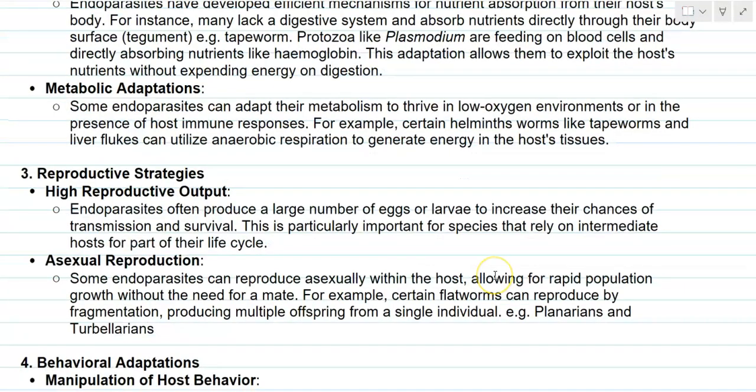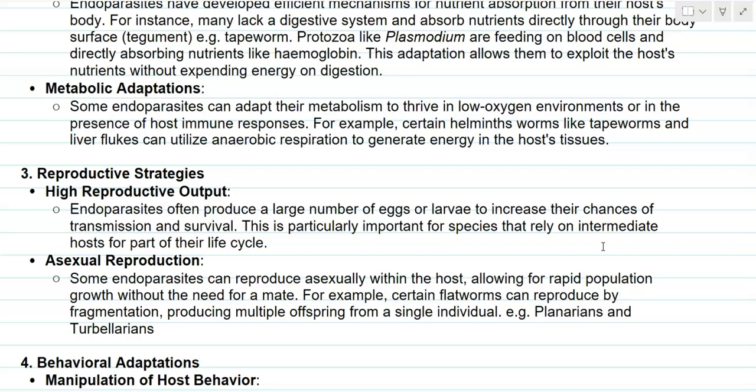Next, we look at the reproductive strategies. Here, one is the high reproductive output that is seen in these organisms and another one is asexual reproductive behaviors. In the high reproductive output, these endoparasites often produce a large number of eggs or larvae, mainly to increase their chances of transmission and survival.